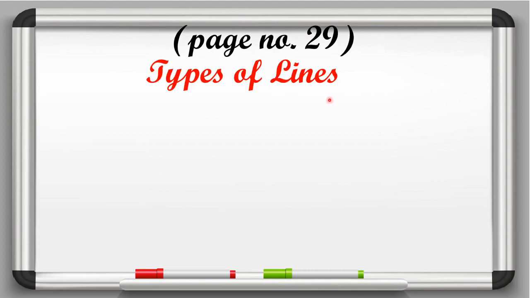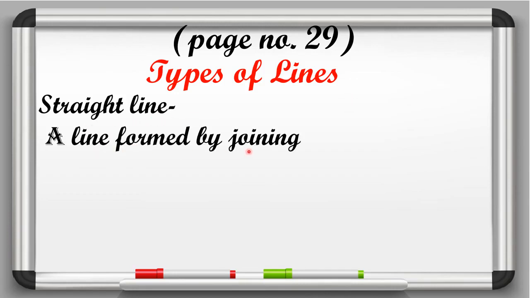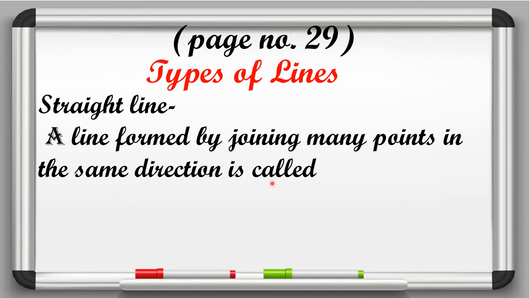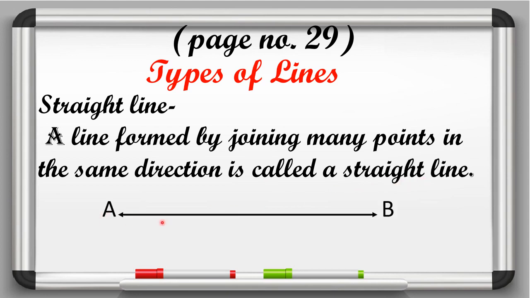Now types of lines. There are so many types of lines. So let's see. Straight line. A line formed by joining many points in the same direction is called a straight line. Okay, here you can see this is a straight line AB. Understood? A line formed by joining many points in the same direction is called a straight line.